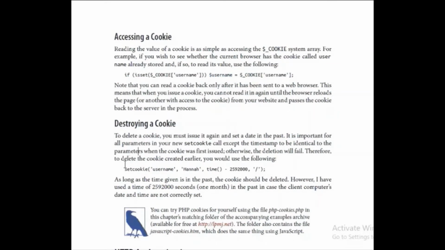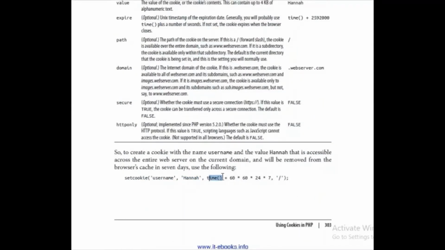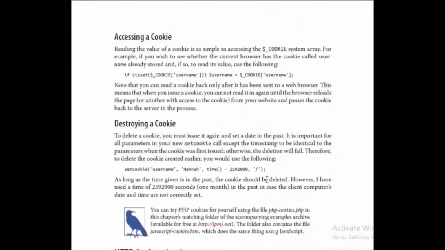To destroy a cookie, simply use the setcookie command with username, the name of the cookie, the value of the cookie, and the time. Last time you did time plus this; now you are going to do time minus this. Simple. This is how a cookie is destroyed.